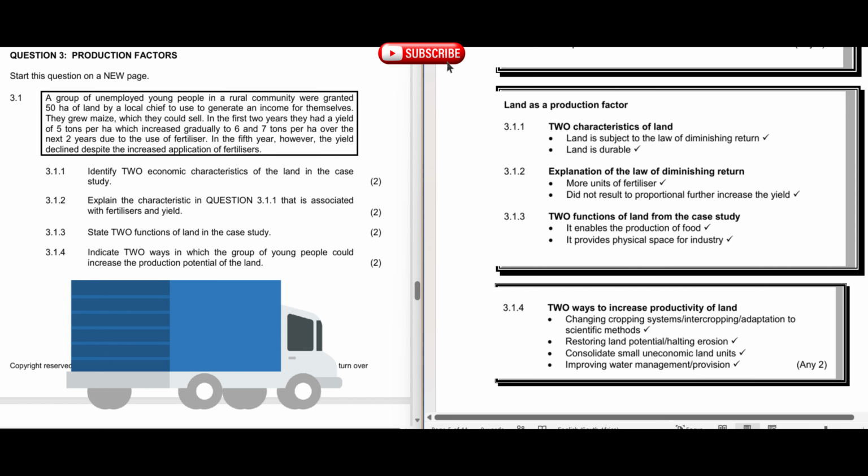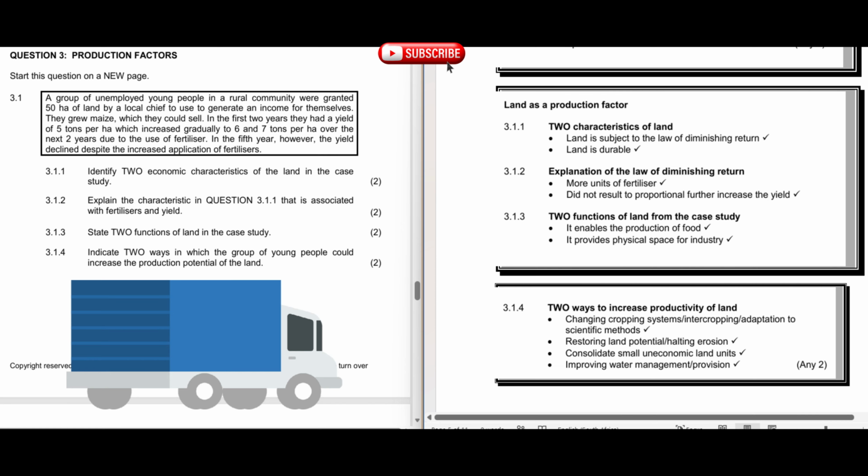3.1.2 Explain the characteristic in question 3.1.1 that is associated with fertilizers and yield. More units of fertilizer increase the yield initially, but there will come a time when more and more units of fertilizer do not result in a proportional further increase in the yield. 3.1.3 State 2 functions of land in the case study. It enables food production and provides physical space for industry.